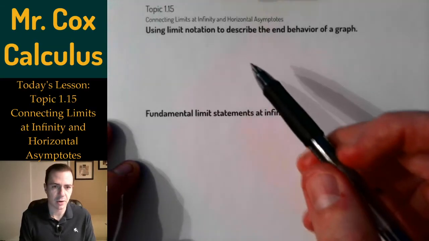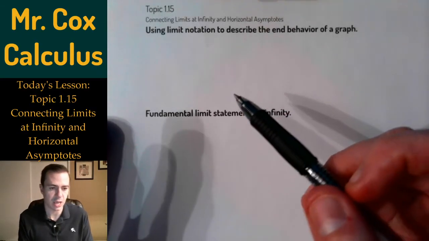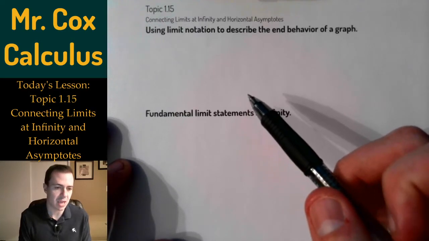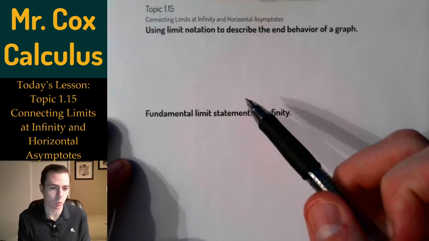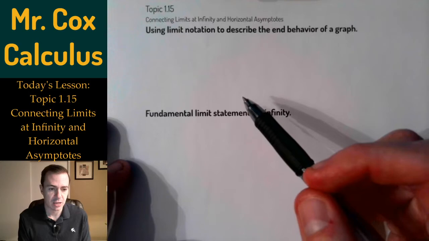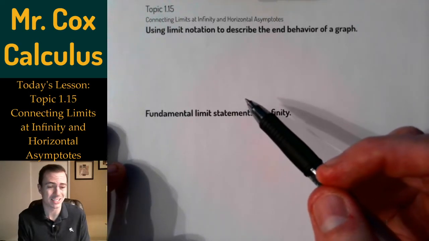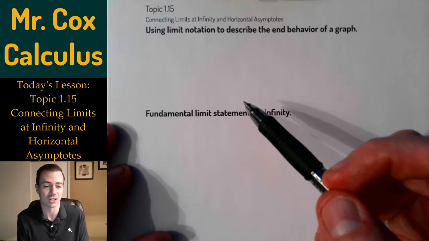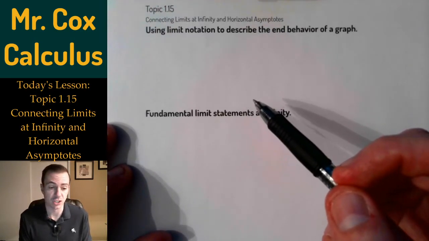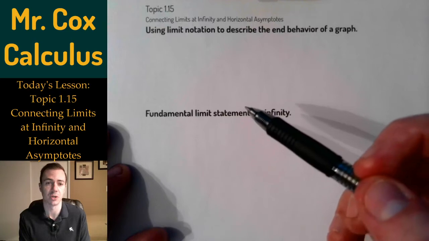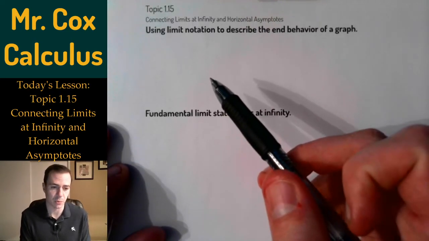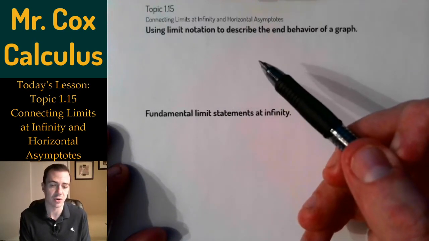Let's take a look now at how we can use limit notation to describe the end behavior of a graph, which is really what a horizontal asymptote is all about. You may have heard that it's a line that a function doesn't cross. That's not really true. In fact, we'll look at a function later on where the function does cross its horizontal asymptote. Instead, a horizontal asymptote really describes the end behavior of a graph.